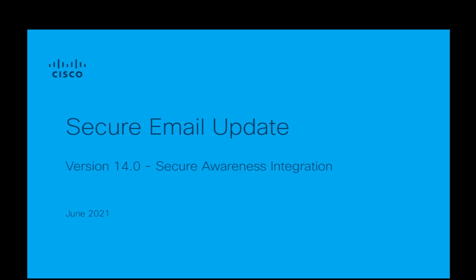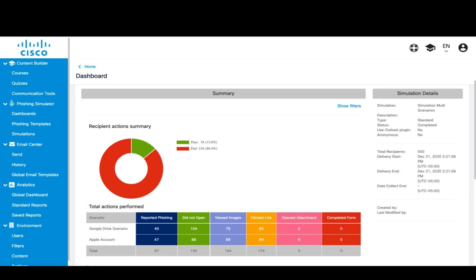This video will cover specifically Cisco Secure Awareness integration with Secure Email. The integration of security awareness and training with a Cisco Secure Email solution helps an organization to further mitigate potential security losses, as we can better protect the most vulnerable users via more aggressive policy configuration.